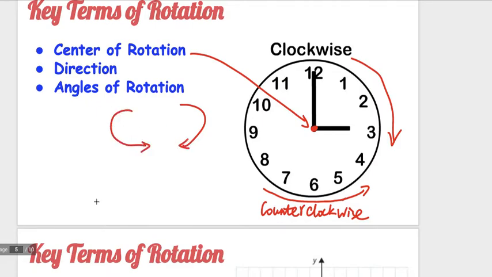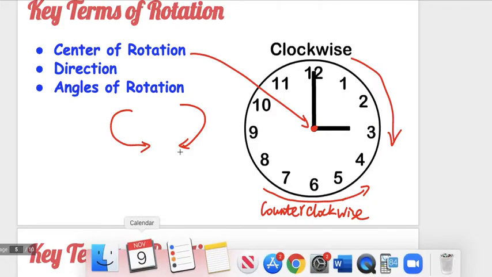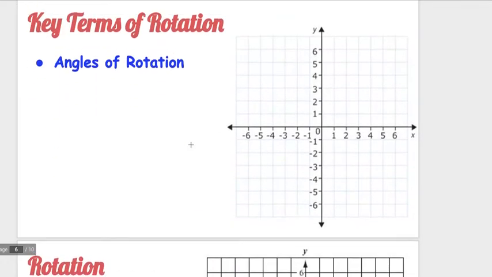And for angles of rotation, when we rotate a given picture, it can be all different kinds of angles. However, if we perform this kind of rotation on the coordinate plane, we are going to focus on certain types of angles: 90 degrees, 180 degrees.